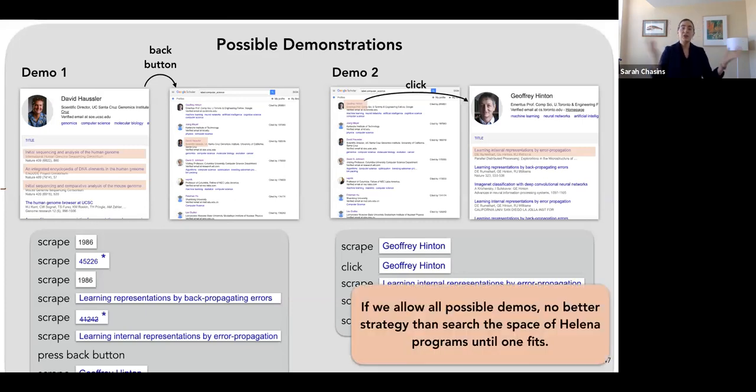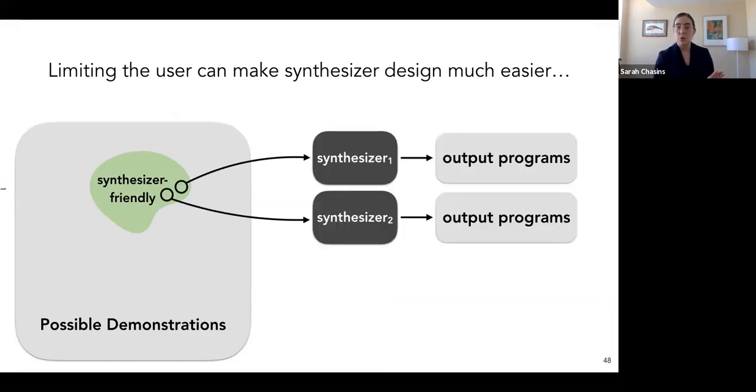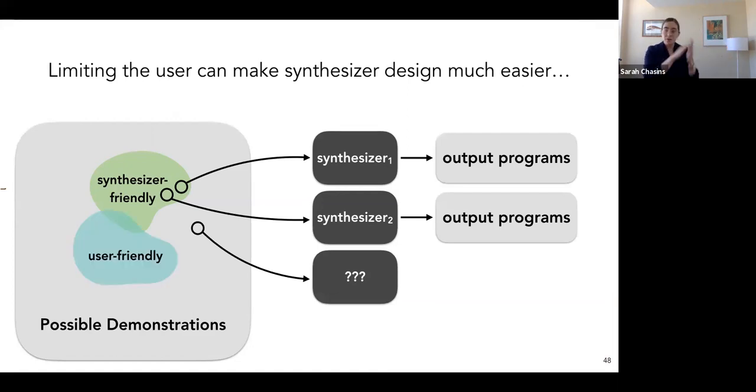And so basically, if we allow all possible demonstrations, there's no better search strategy than just searching the space of all possible Helena programs until you find one that is producing the data that the user has given you. Wait until you find something that fits. But if we can constrain the user, we can do something much smarter. So there's this class of synthesizer-friendly demonstrations within the class of all possible demonstrations. And for various subclasses, we actually know how you would build a synthesizer that turns that into the output programs that we want. For anything outside of that, we just don't know how to build that synthesizer or compile it. And then over here, we have the user-friendly class, right?